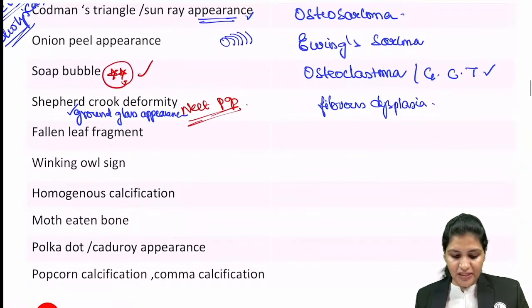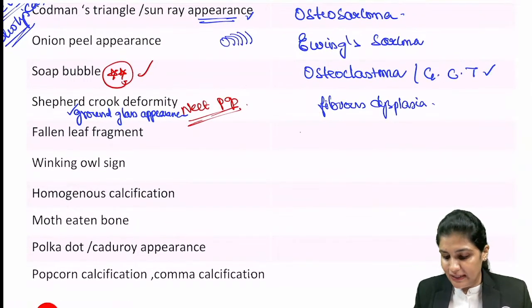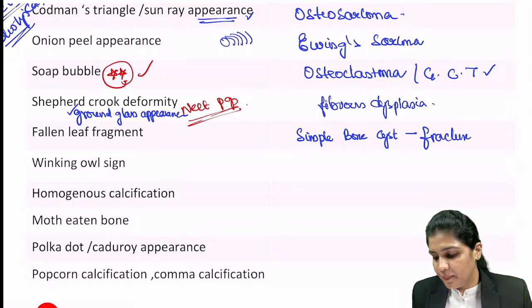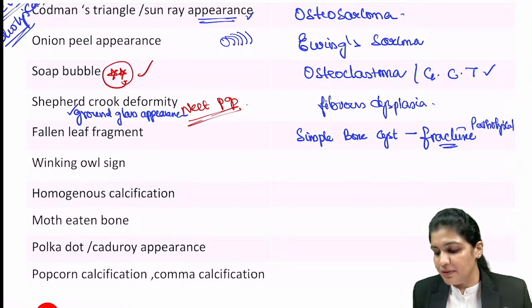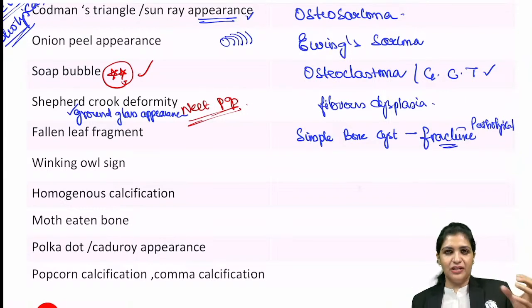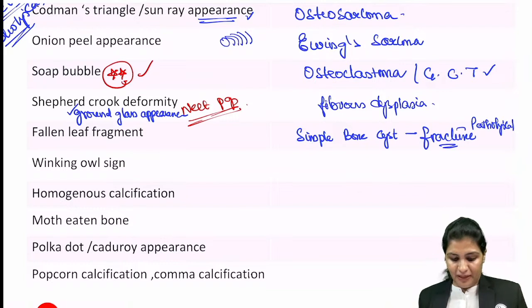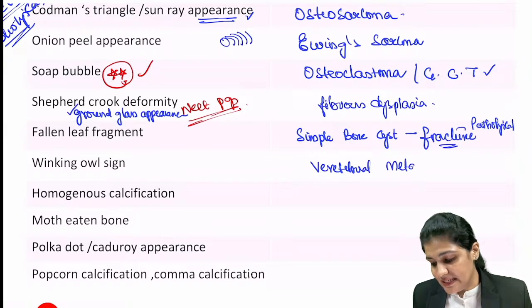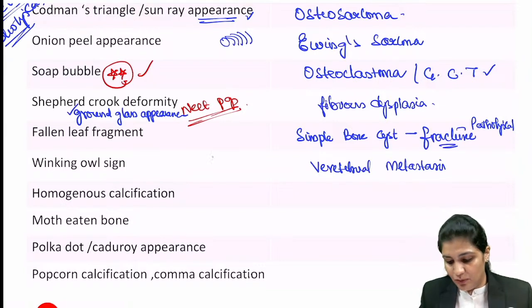And then you can see the fallen leaf fragment. This is seen in the simple bone cyst where it is associated with a fracture, that is called the pathological fracture. So whenever there is a simple bone cyst with a pathological fracture, you see what is called a fallen leaf fragment. Then the winking owl sign in the vertebral metastasis. So you can see the vertebral body has two pedicles, right?